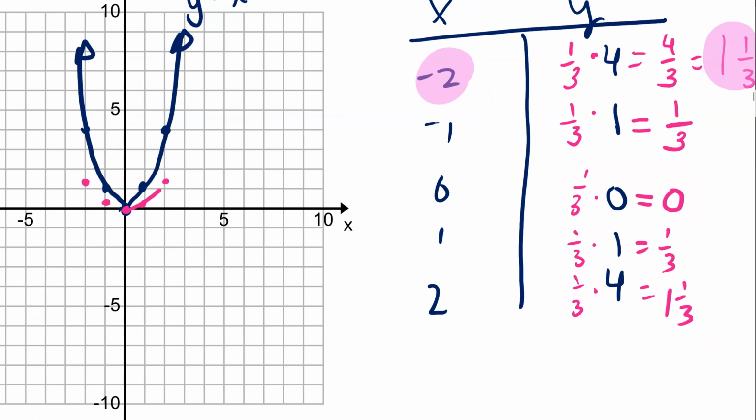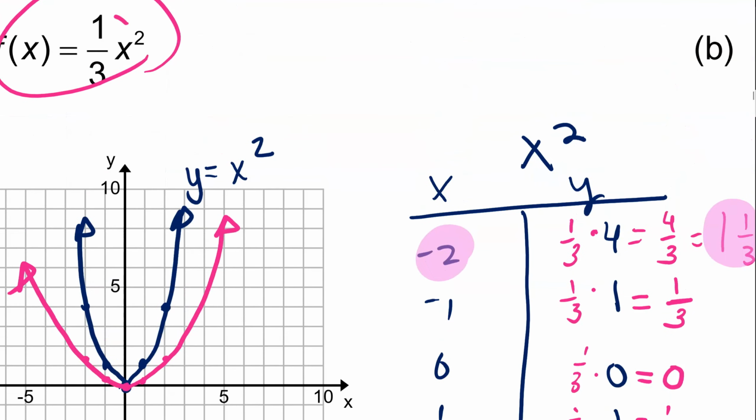So as you can see, this is widening out, right? You see how my original parent function, multiplied by a number smaller than 1, it widens out. So this vertex, since the only thing I did was dilate it, I have the same vertex. And you did it because it's less than 1.